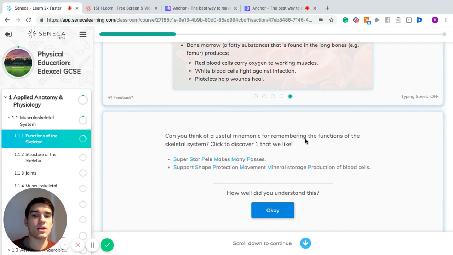So can you think of a mnemonic to help you remember the functions of the skeletal system? You can either come up with your own, or one that we like is Superstar Pele makes many passes. So that is to remember support, shape, protection, movement, mineral storage, and production of blood cells. Superstar Pele makes many passes.